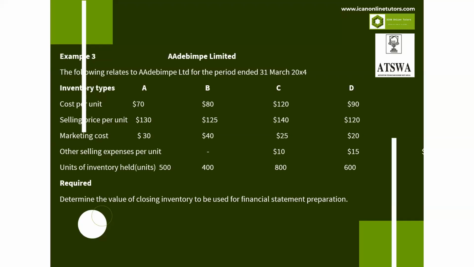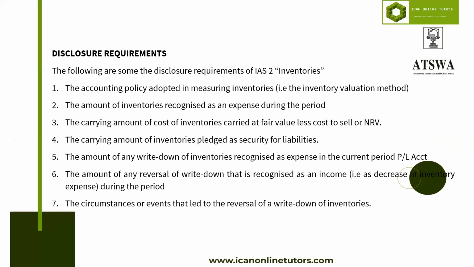And this marks the end of inventory valuation or inventory accounting according to IAS 2. Now, what are the major requirements under IAS 2? For examination purposes, you need to take note of this. The following are some of the disclosures required of IAS 2 inventories. Number one, the accounting policy adopted in measuring inventory must be stated. That is the inventory valuation method, be it first in, first out, or weighted average, must state it.